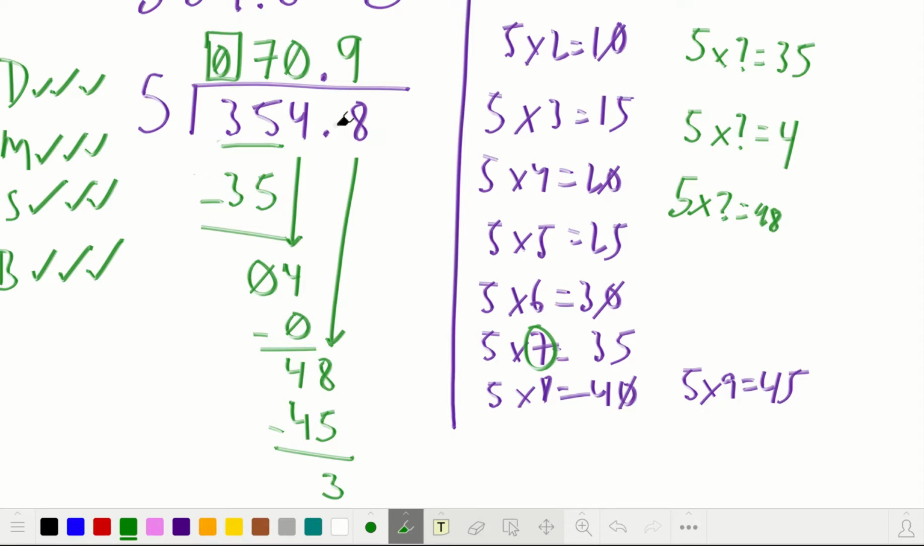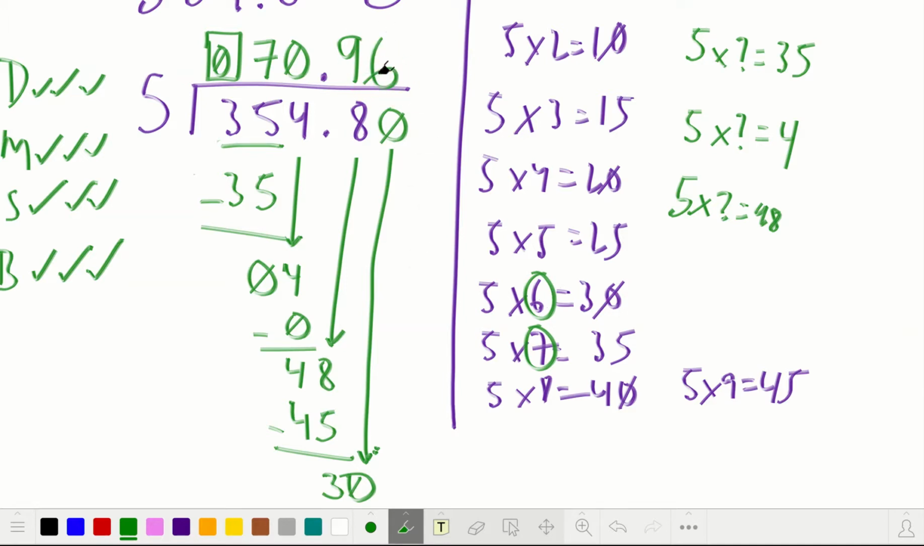But then hopefully you remember that if we have a decimal, we can freely add zeros right there into the dividend. So now I have a 0. I can go ahead and drop the 0 all the way down here next to the 3. So now I have a remainder of 30 instead of 3. So I look through my chart and I see, oh, this is perfect. 5 times 6 makes 30. So I'm going to put a 6 up here.